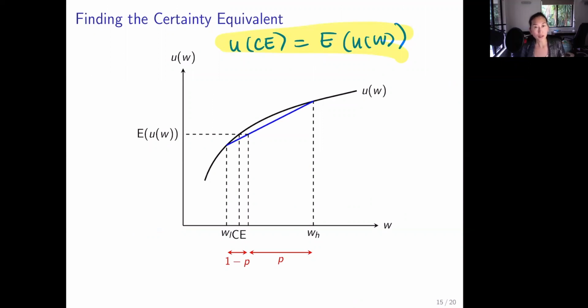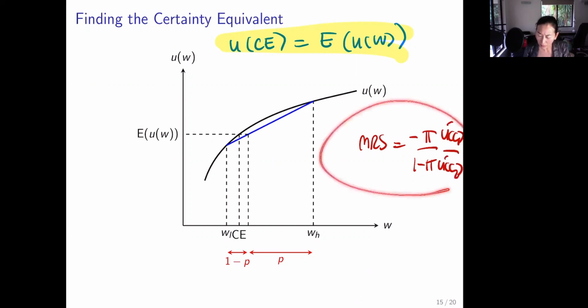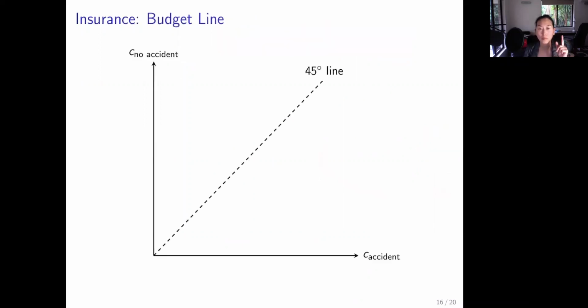Then we have talked about the MRS, which is negative pi over 1 minus pi times u prime C1 over u prime C2, right? That is a slope. And we also learn about the risk attitude. Now I'm gonna take it further to the application of insurance, right?